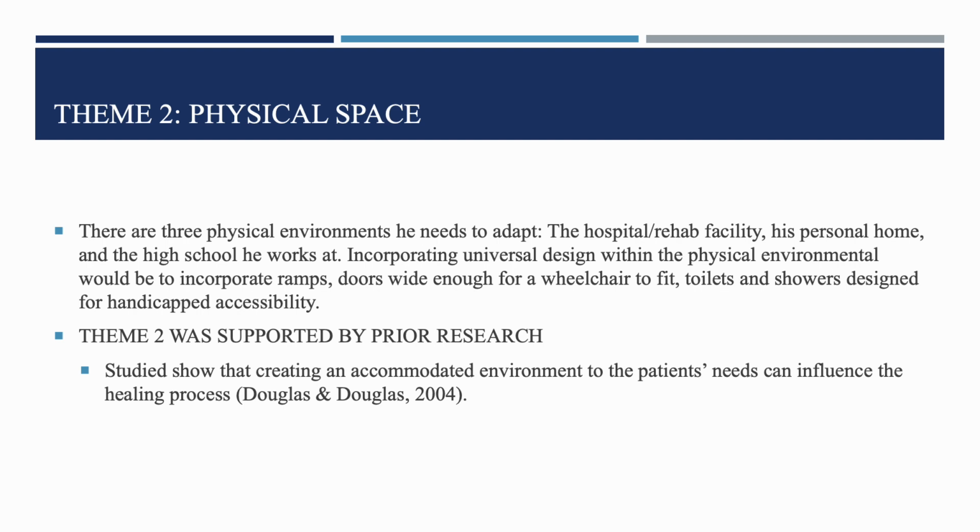The second theme was physical space. There are 3 physical environments he needs to adapt: the hospital and rehab facility, his personal home, and the high school he works at. Incorporating universal design within the physical environment would be incorporating ramps, doors wide enough for a wheelchair to fit, toilets and showers designed for handicap accessibility. Theme 2 was supported by prior research. Studies show that creating an accommodated environment to the patient's needs can influence the healing process. During the evaluation process, I noticed that when performing the wheelchair transfer process, there was enough physical space and equipment used to safely perform the transfer, which reduced the patient's anxiety.